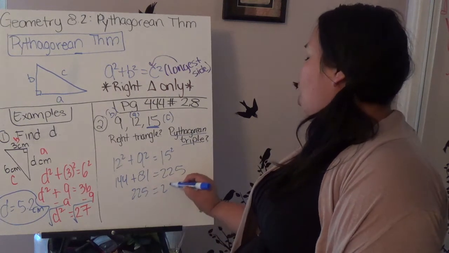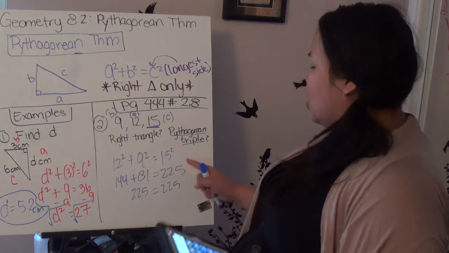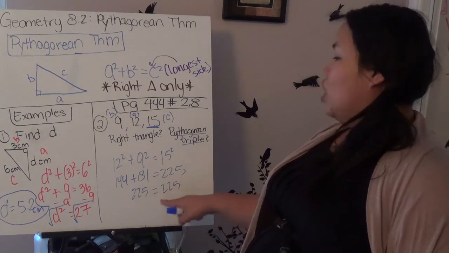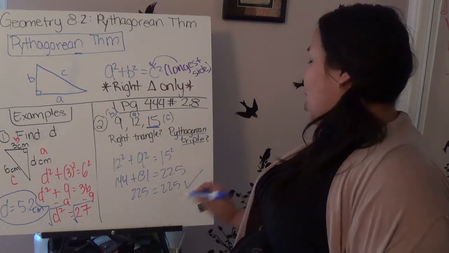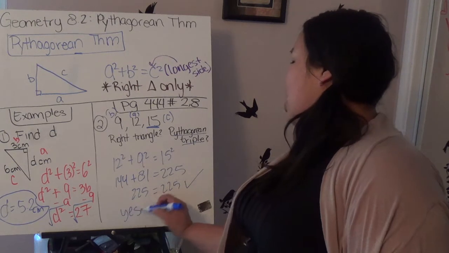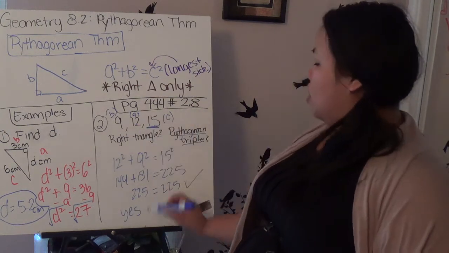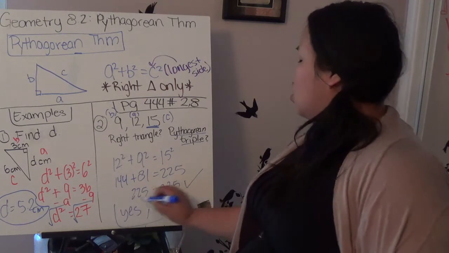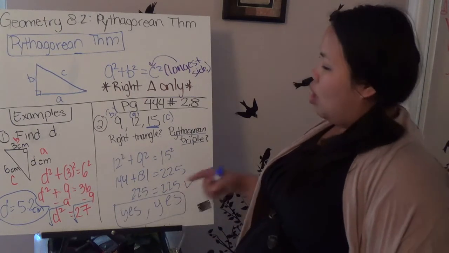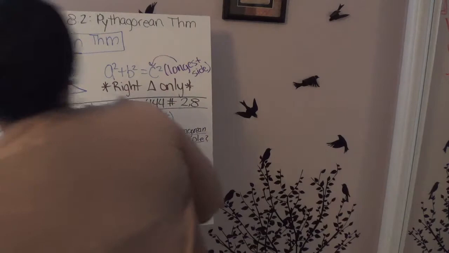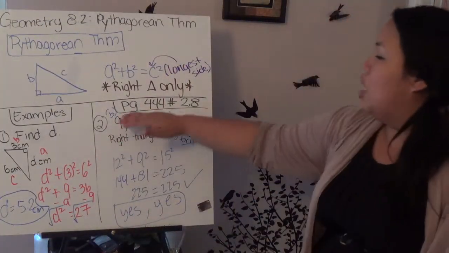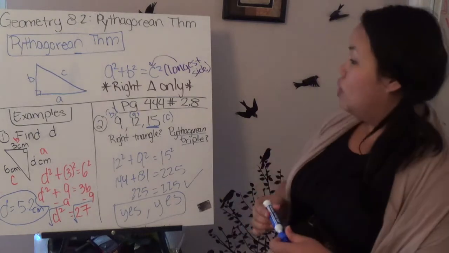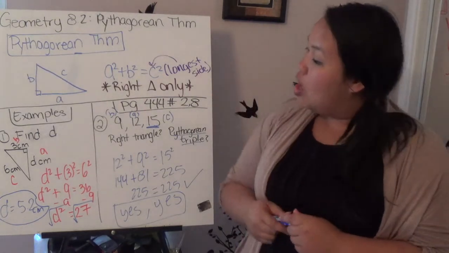When they give me all the measurements and I'm not missing any, I just have to check if this side equals this side. Since 225 equals 225, yes, it is a right triangle, and because they're all whole numbers, yes, it is a Pythagorean triple. And this is showing my work. So go ahead and try that. Do page 444, number 2 and 8. Don't forget your vocabulary, and that's it.